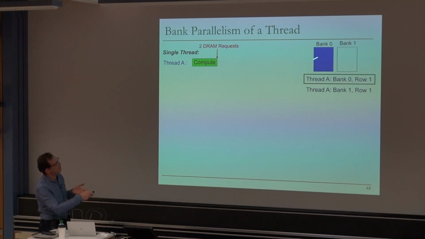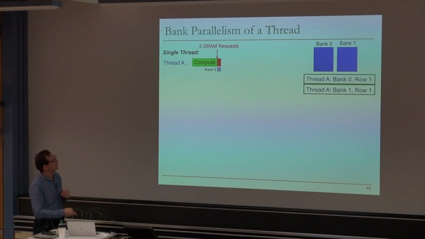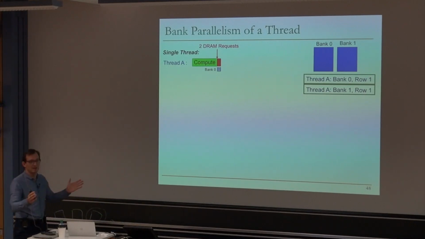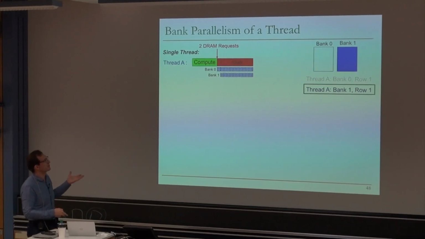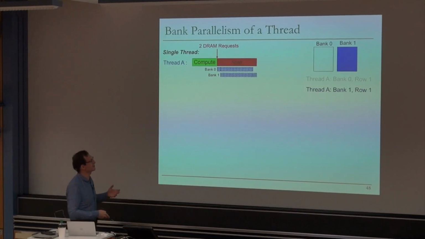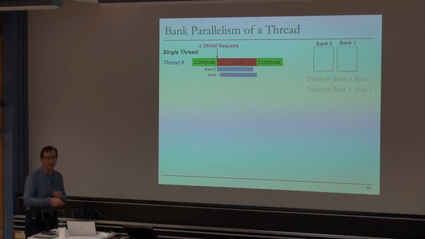So the memory controller schedules the first request to bank 0 and the next request to bank 1. So these are serviced in parallel in the two different banks. And the thread stalls while waiting for both of those requests. At some point, the first request's data returns and the second request's data also returns. And the thread can compute again now.